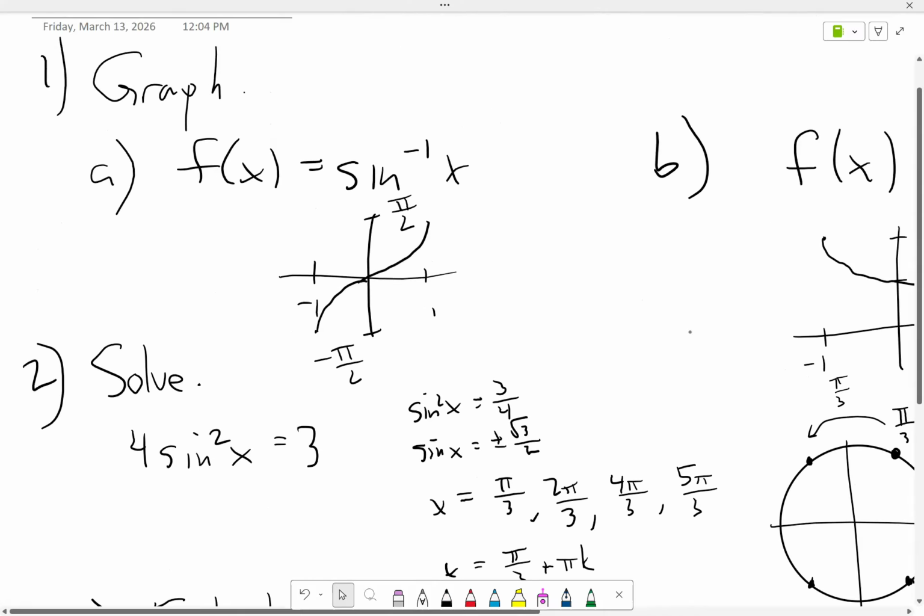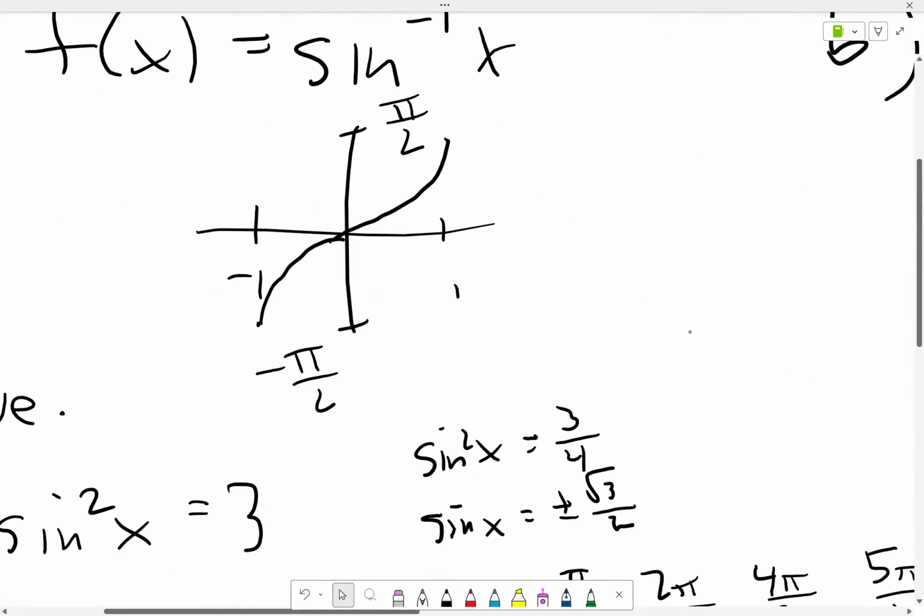Yeah, thank you. As we see from our graph here, there's just one answer. It's a single answer. So please don't add plus stuff when you're talking about inverse trig.